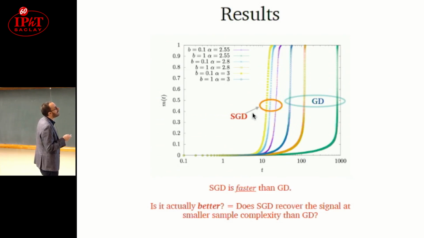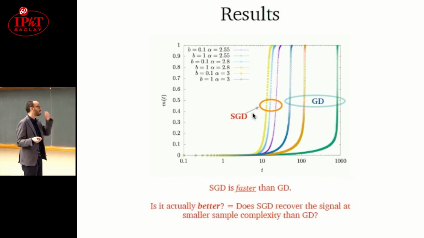Let me focus on this yellow line and this blue line. These two are the performances of these two algorithms for sample complexity alpha equal to 3. So I have 3 data points per degree of freedom. And you see that SGD is much faster than GD. Note that here I have a log scale. So it's much faster to recover the ground truth, to go to the ground state. So this is the first conclusion.